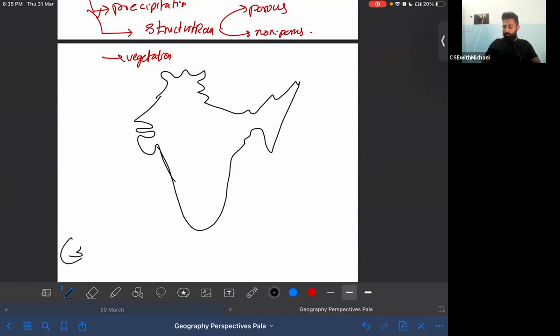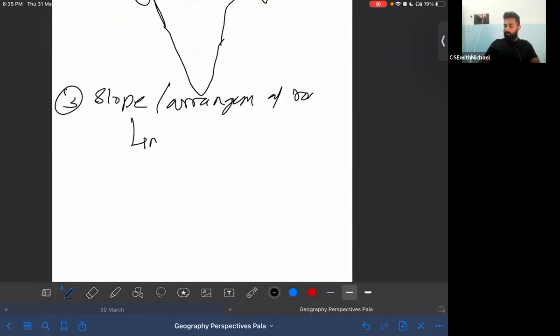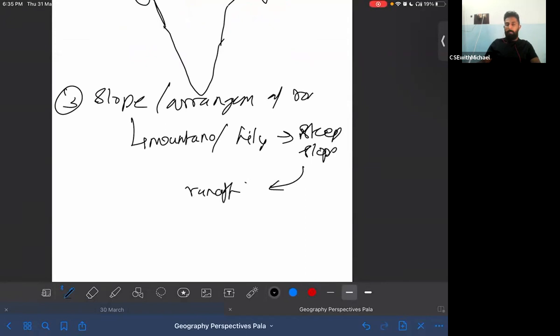Now, the third one is the slope or arrangement of the rocks. If you look at mountainous or hilly slopes, they would have a steep slope and thus runoff would be very high. So these would again be zones where the groundwater table is low.